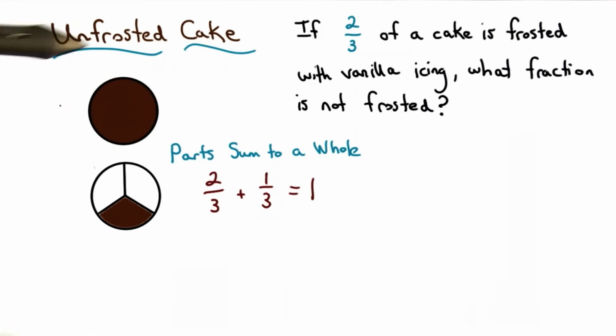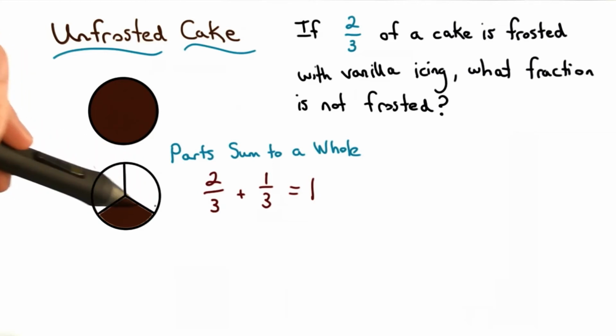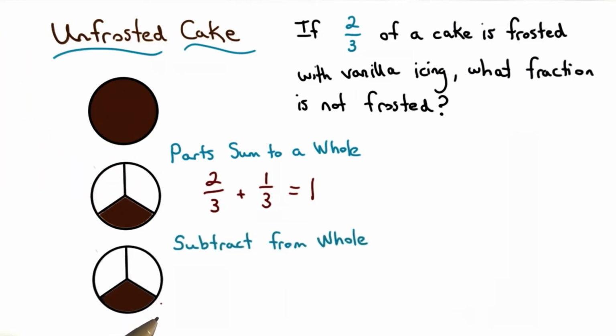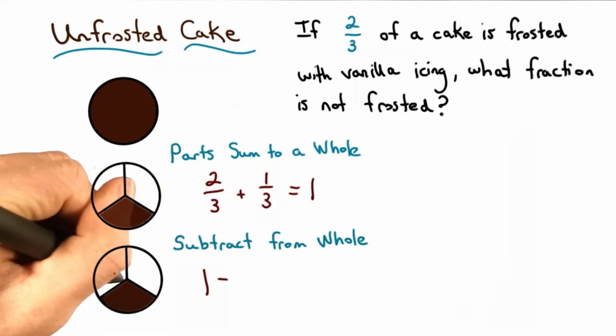Let's instead start with a whole cake and subtract off the parts that we don't want. We don't want the vanilla icing. So let's subtract the pieces we don't want from the entire whole cake. I started with one whole cake, and I'm subtracting off 2/3.